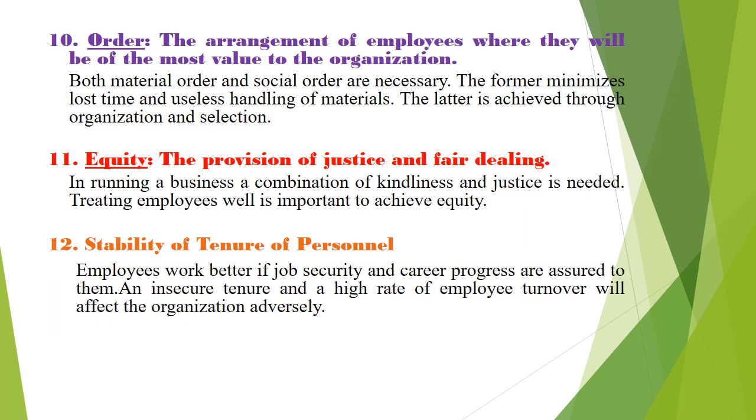The next principle is order. The principle of order implies right man in the right job and right material in the right place. So Fayol was of the opinion that there must be material and social order in an enterprise. What is material order? Material order means a proper place for everything and everything in its right place. And in the same manner, social order means a place for everyone and everyone in his appointed place. So each employee should occupy that place wherein he or she can render the best possible service.